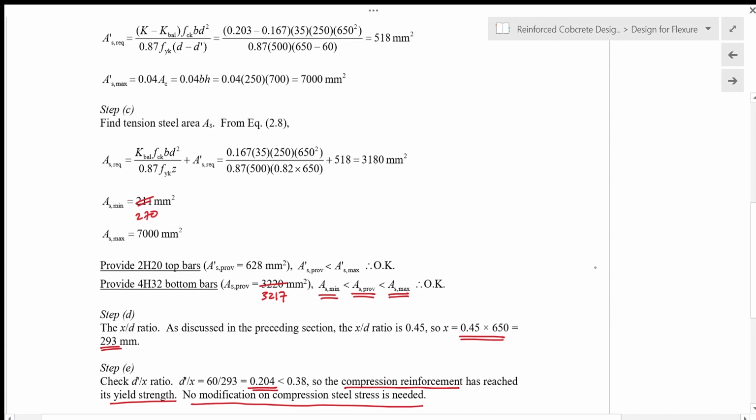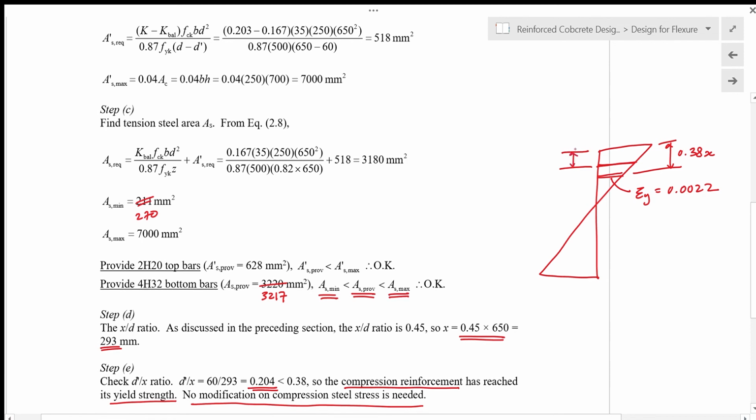So what this means is that the location of the compression steel is above 0.38 X, where at 0.38 X the strain is 0.0022. So in our design, the location of the compression steel is at 0.204 X. Okay, so D prime is equal to 0.204 X, and it's smaller than 0.38 X, meaning that the strain, epsilon S prime, is greater than the yield strain. So the compression steel is yielding in this case. Alright.